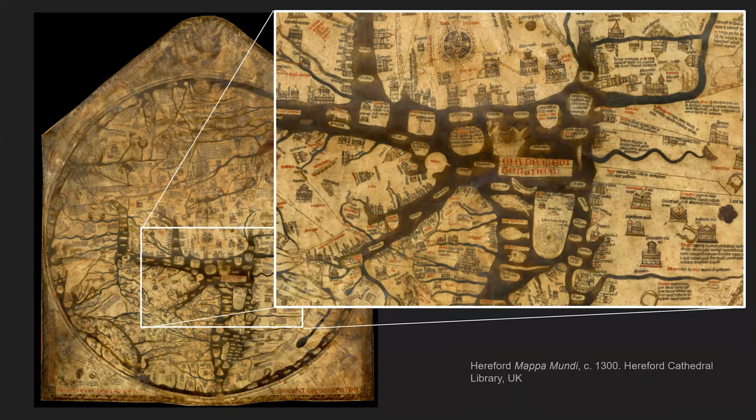Anybody have any guesses as to what this might be representing? Feel free to drop answers in the chat, and I'll take a look at them in a second. This is a different way of portraying the world.